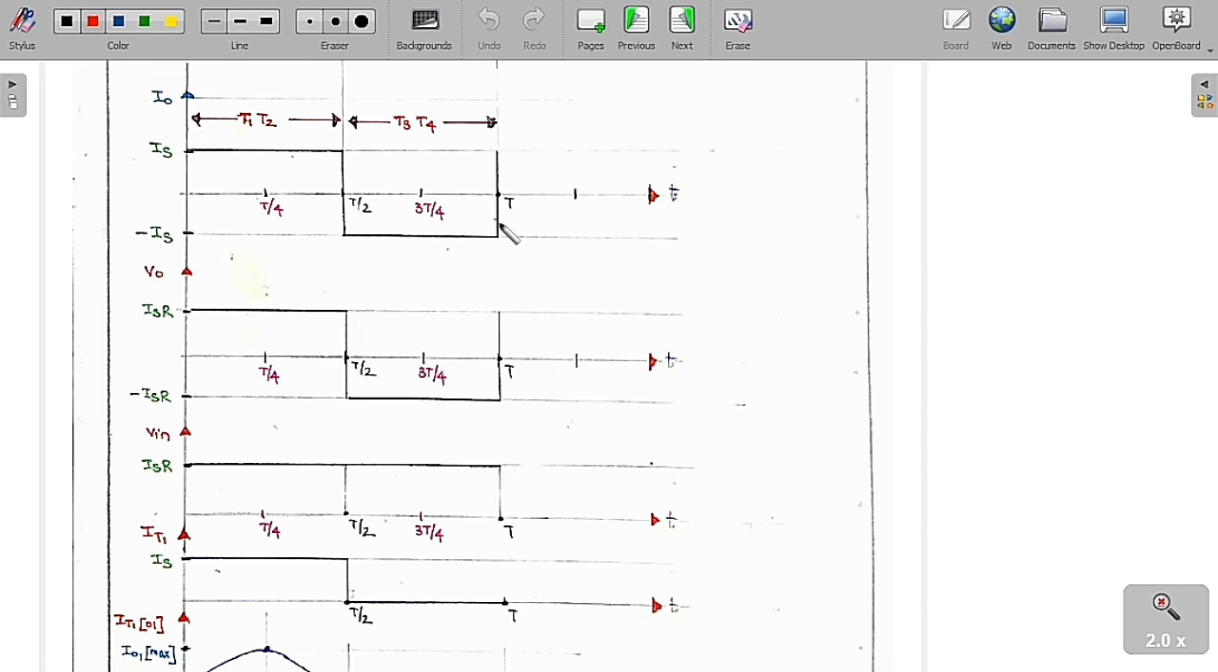Similarly, from T/2 to T, T3, T4 are on, and therefore T1, T2 are off. If you see the circuit diagram, we get I0 is equal to minus IS, and V0 is equal to I0 into R, which is minus IS into R. This is the graph that you are going to get. So what is Vin? Vin is equal to V0 for 0 to T/2. Whereas from T/2 to T, Vin is the negative of V0, which means you get IS into R. This is the graph of the input voltage, and this is the output voltage.